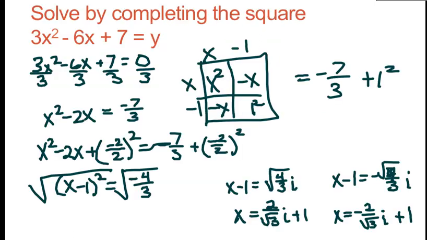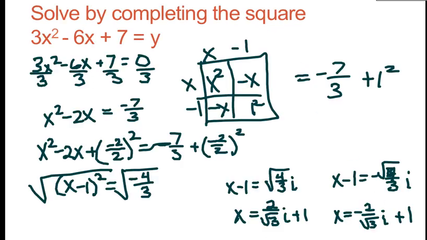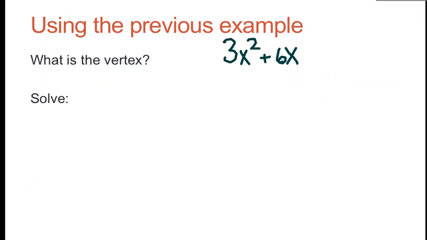Now the last one we have to find the vertex. So we got 3x squared plus 6x. And the last thing we had, minus 6x plus 7.